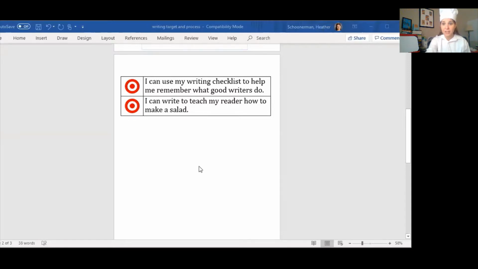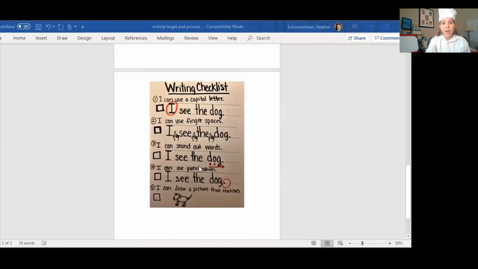Let's review our writing checklist. As good writers, we want to always remember, number one, I can use a capital letter. When we start a sentence, we want to make sure that our sentence starts with a capital. Number two, I can use finger spaces. That just means we write a word, we leave a space. There's always a space in between our words when we write.